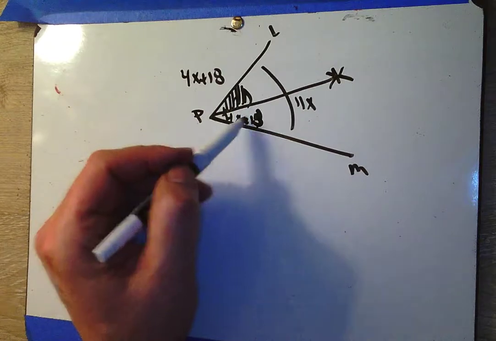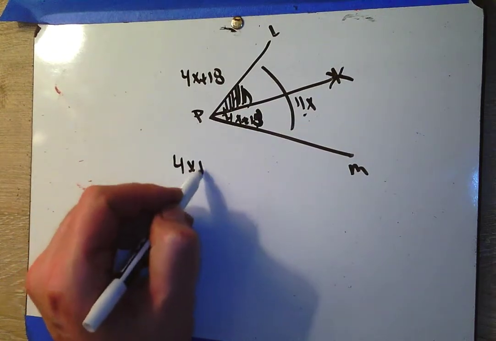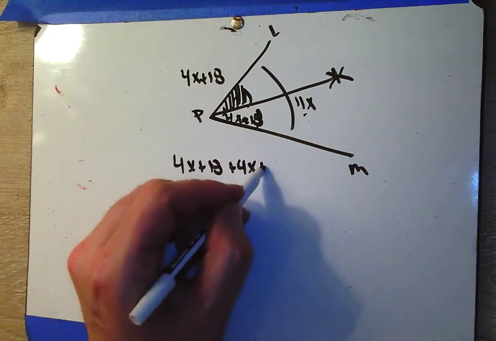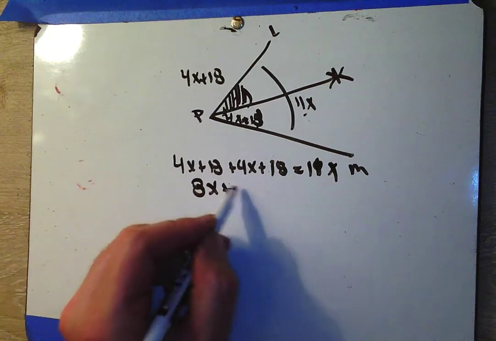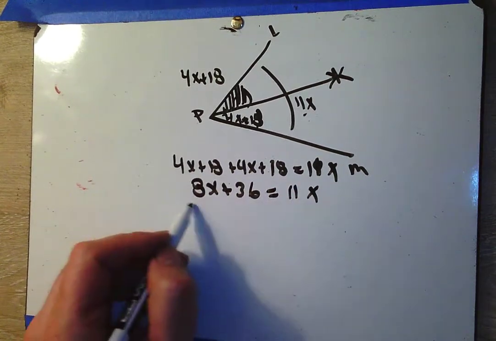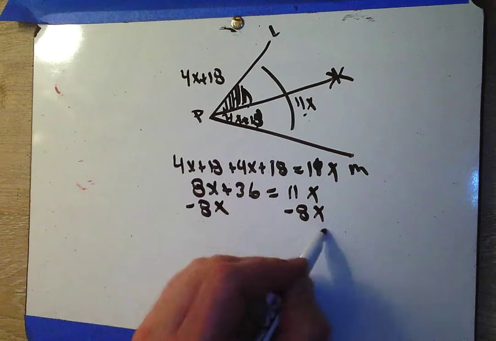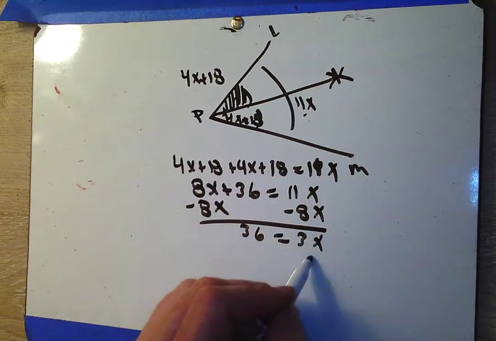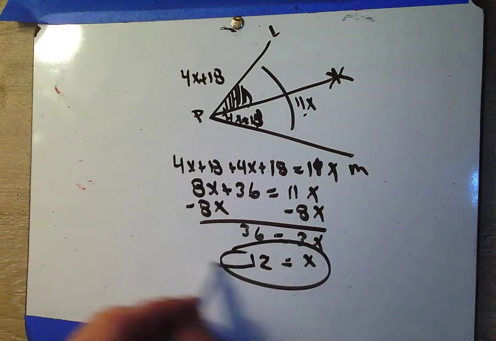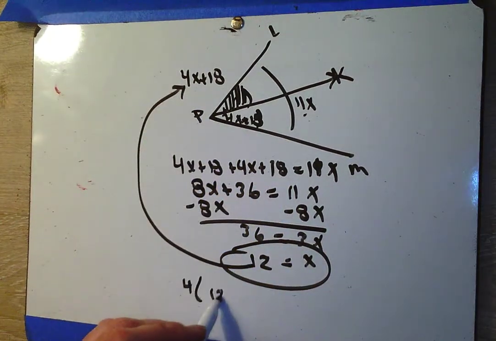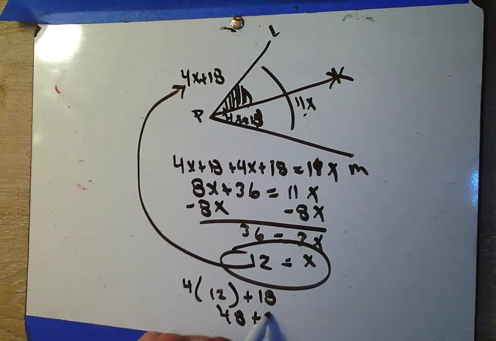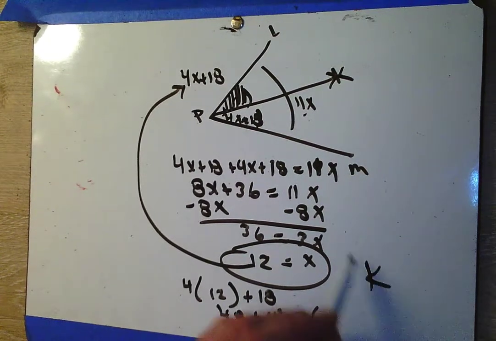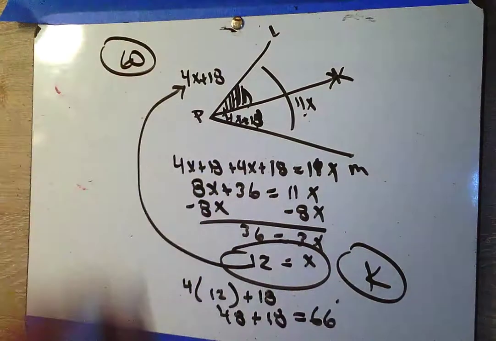And we know these 2 pieces add up to 11x. So 4x plus 18 plus another 4x plus 18 should add up to 11x. We get 8x plus 36 is 11x. When we subtract 8x from both sides, we get 36 equals 3x, or x equals 12. Now, plug this back in to our 4x plus 18, and we get 48 plus 18, or 66 degrees, and that's choice K for problem number 60.